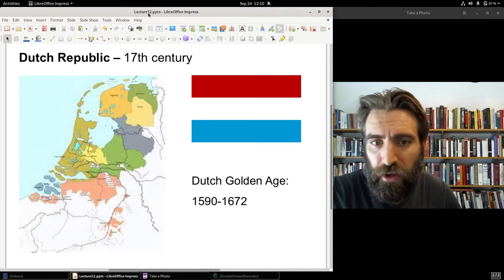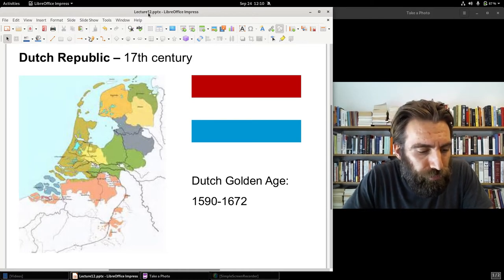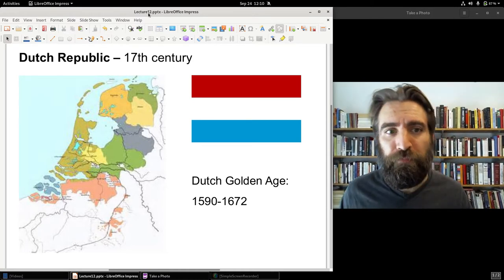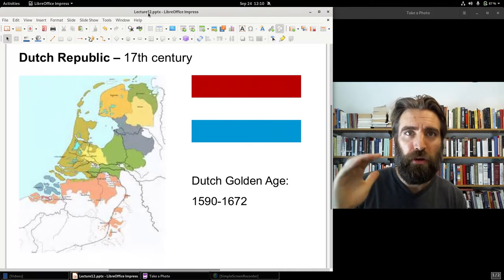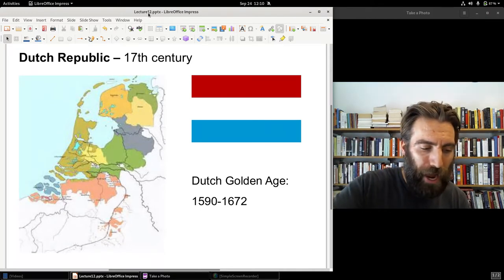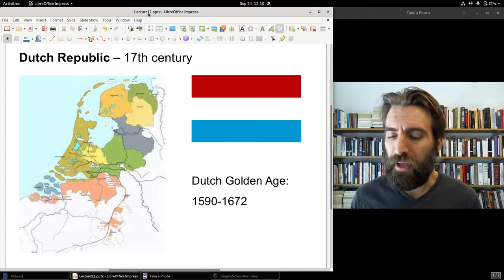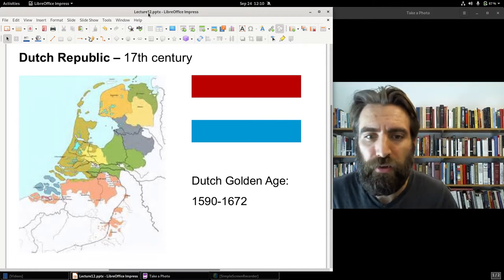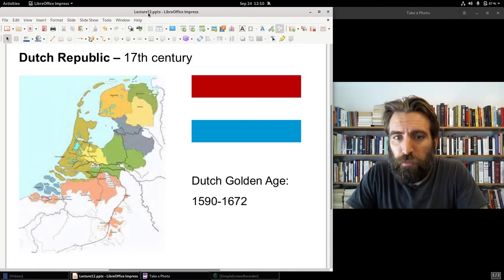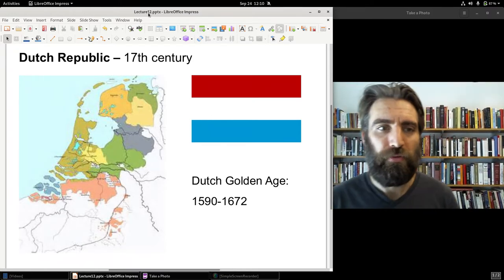The second power is Holland, or the Netherlands more generally. So the Netherlands consisted of 7 semi-independent Dutch provinces, and the most powerful province was Holland. And the Netherlands, interestingly enough, as late as 1590, were a possession of Spain. Spain had conquered the Netherlands and ruled over the Netherlands, but then the Dutch revolted against the Spanish, and by the 1590s had secured de facto independence from Spain.